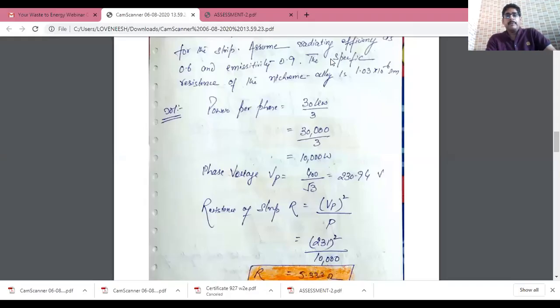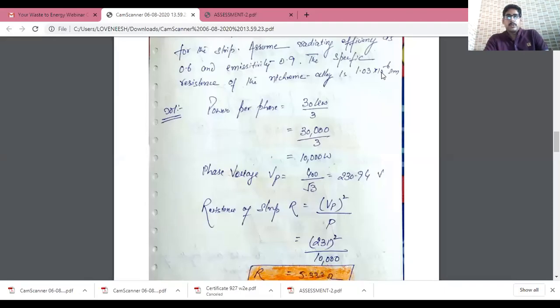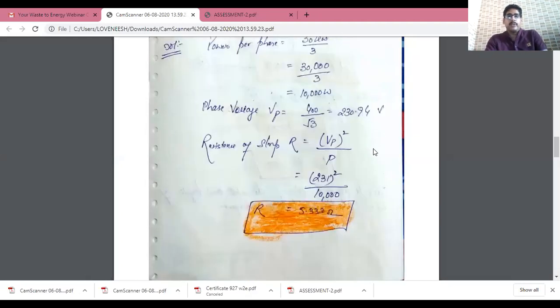R is equal to Vp square upon P. So here we have Vp is equal to 231 kV whole square upon P, that is 10,000. So from that, when you try to solve this value, you can get a resistance equal to 5.323 ohms. So this is the resistance of this strip.